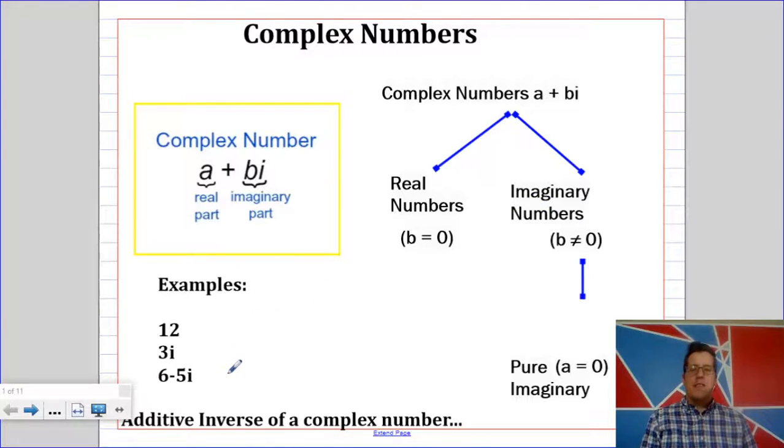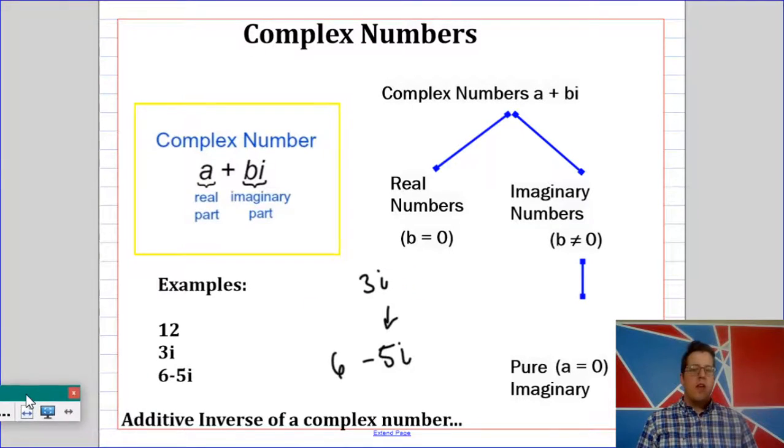So something like 6 minus 5i would have a real part of 6 and an imaginary part of negative 5. Real numbers have no imaginary part, and imaginary numbers are any number that have an imaginary part. If we have something like 3i, that is a pure imaginary number, while 6 minus 5i is an imaginary number, and it's a complex number, but it is not a pure imaginary number because it has a real part as well.